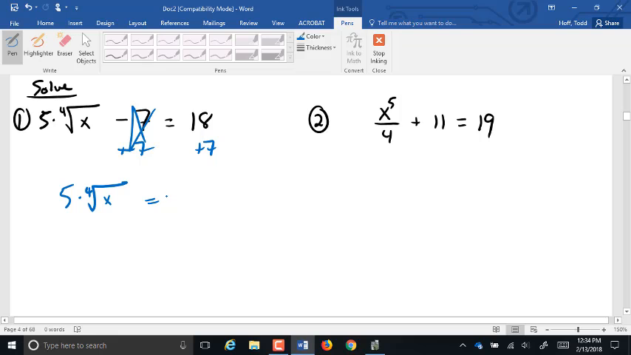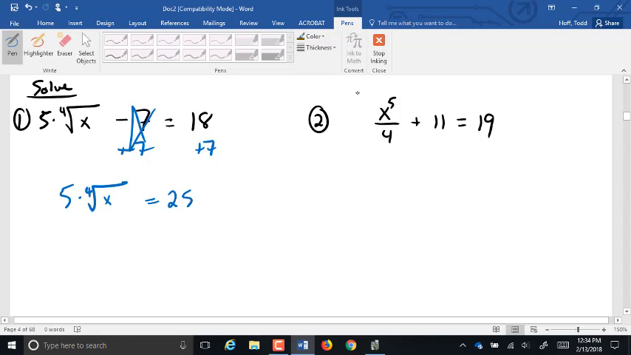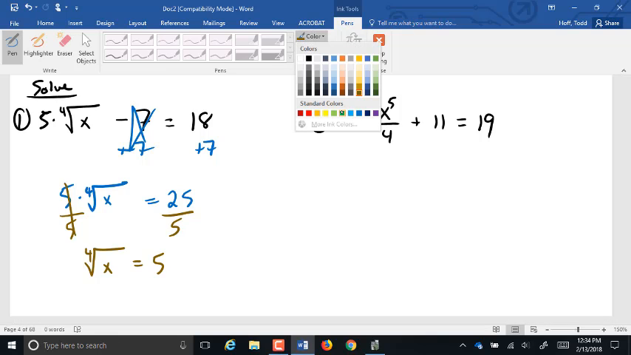18 plus 7, of course, is 25. Then what? 5 by the 5. Very good. We divide out that 5. We now have the fourth root of x. What's 25 divided by 5? 5. Okay, Jordan, what's next?